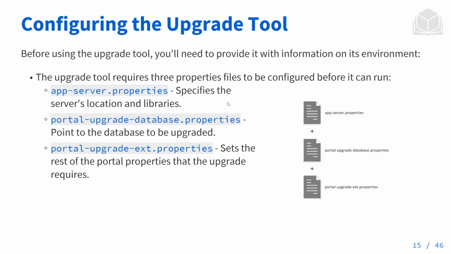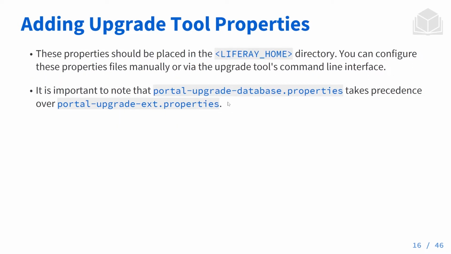So these are going to be the 3 big files that we need to have configured in order to run the upgrade tool. And again, you can run the tool, and if you don't configure these, then the upgrade tool will prompt you for them. So where are these property files first and foremost? If you take a look over in your Liferay home directory, you'll find the upgrade tool there. Once you navigate into it, this is where you're going to find it. So just take a peek at Liferay home.